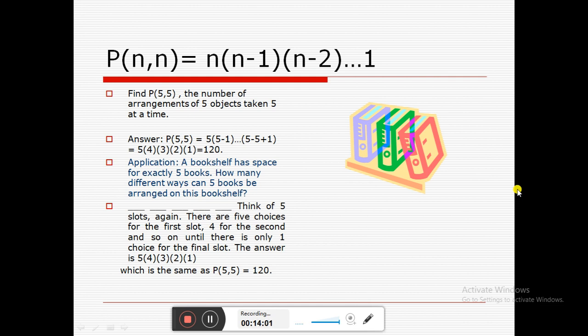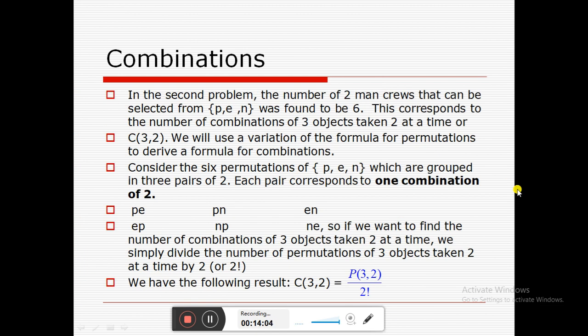So here we go to the combination. In the second problem, the number of two-man crews that can be selected from PEN was found to be 6. This corresponds to the number of combinations of three objects taken two at a time, that is C of 3 comma 2.